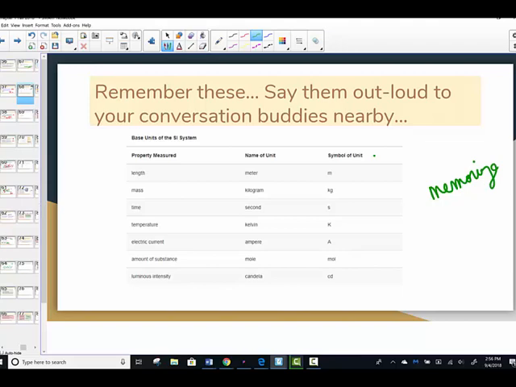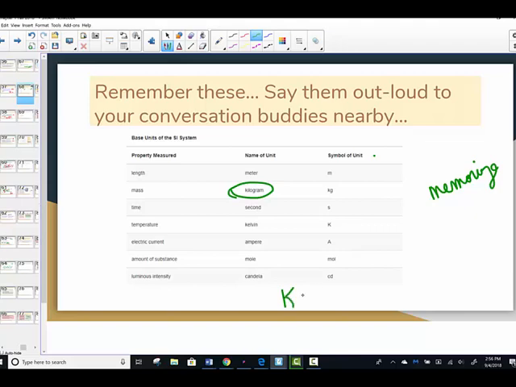The base unit for length is the meter, abbreviated as a small m. The base unit for a mass is a kilogram, abbreviated kg. That's a common mistake. Notice it's not a gram, but it's a kilogram. Time is in a second. Temperature is in the Kelvin unit.